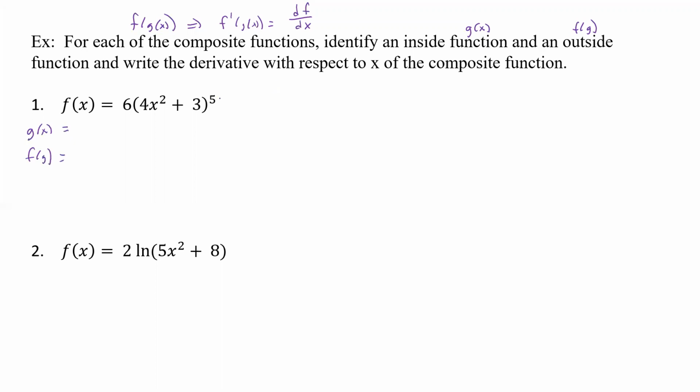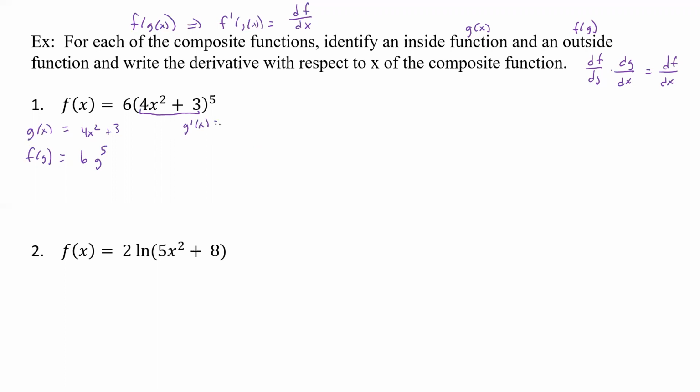Well, g of x again is the inside function, and that is usually what we look at, what's inside of parentheses. So I would call that 4x squared plus 3. Now the outside function is what's left. Well, that's 6, and now I have to call all that g, and then that's to the fifth. Okay. Now I know when I do the derivative, I'm going to have to do df dg times dg dx to get my df dx. Okay, so I'm going to have to find those two derivatives. So let's go ahead and do that.